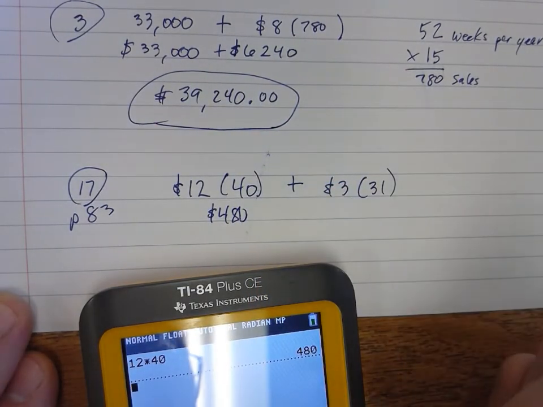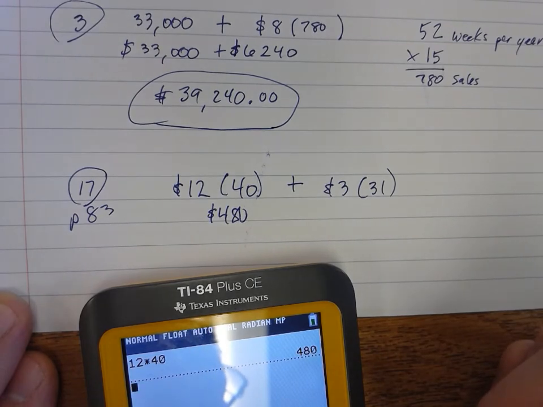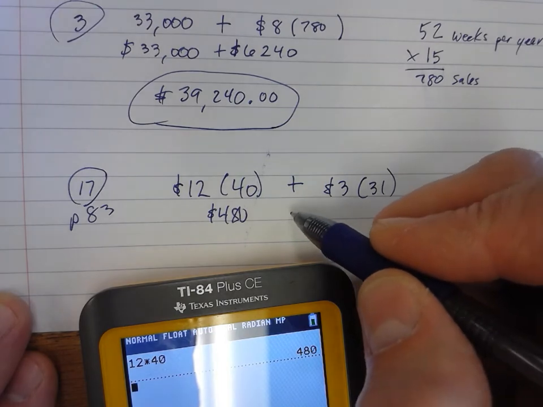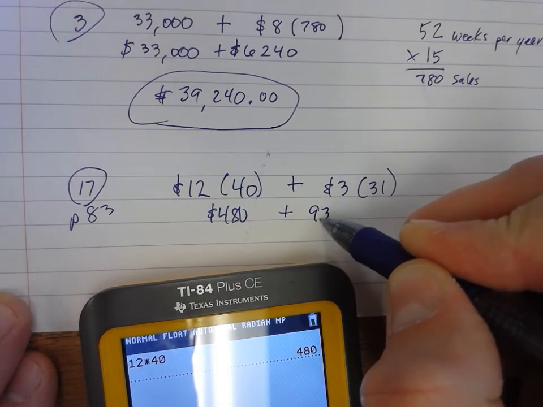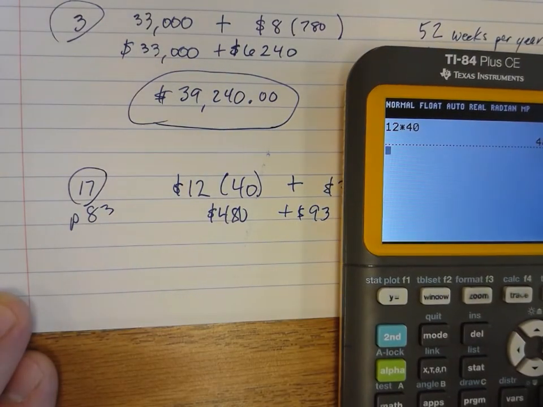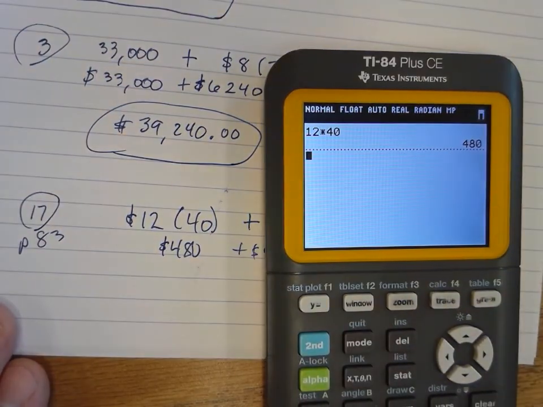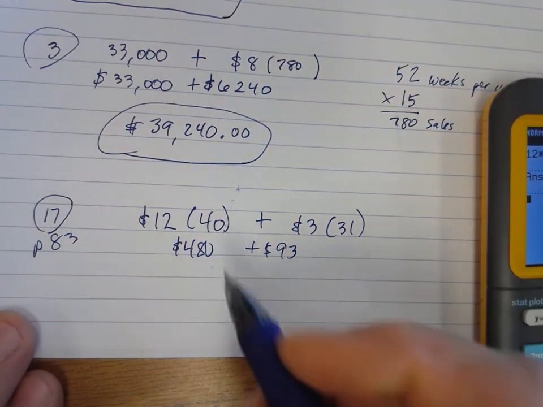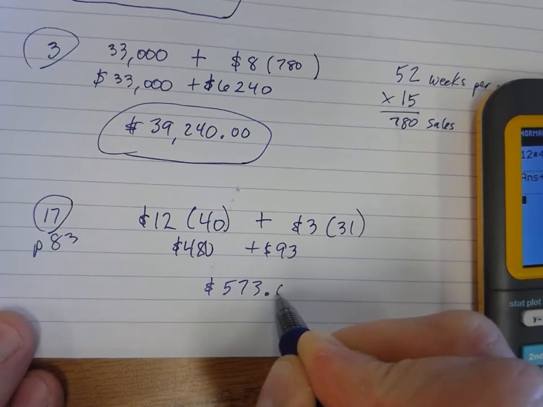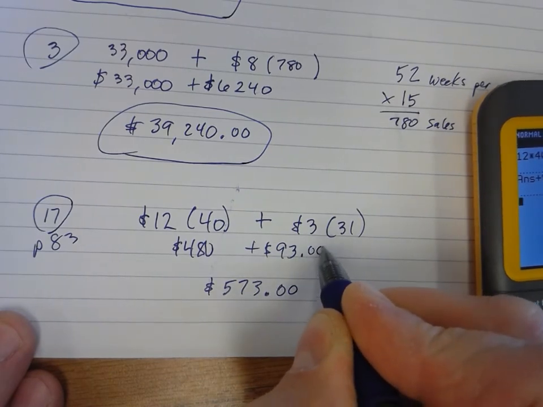Over here, 3 times 31. Well, that's easy enough. I don't even need a calculator for that. That's $93. And you add those up. 480 plus 93. Ding! $573. Now make sure again, put those 0 zeros on there for no cents.